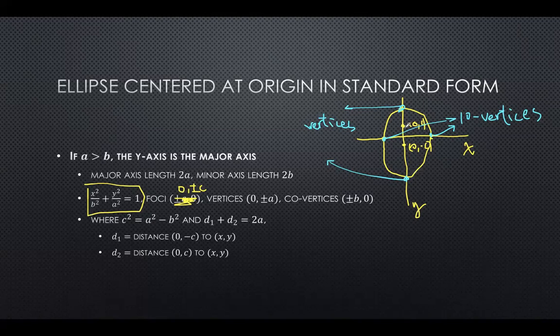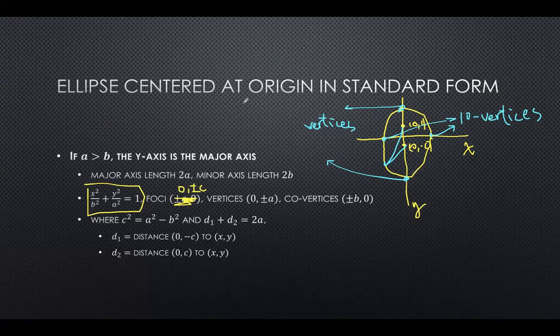And the foci mean that the distance from a point to the first focus and the distance from the point to the second focus, when you add these two distances up, you have a fixed length, which is the length of the major axis. So d1 plus d2 equals 2a. So this is the case where the ellipse is centered at the origin.